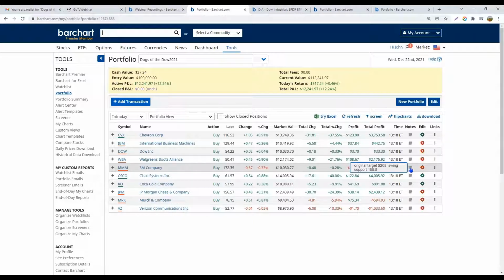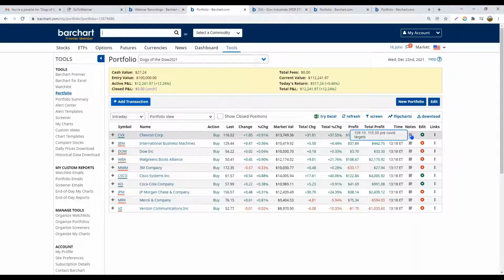For instance, under 3M, I have a target and also some swing supports where I believe the market is holding value. And in Verizon, I made a note that something was not right about Verizon, and that below $58, I needed to make a decision on this particular stock.